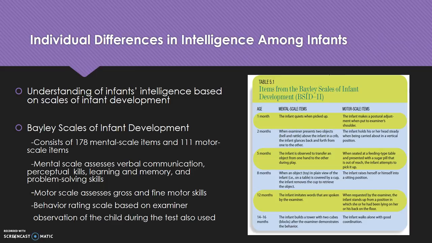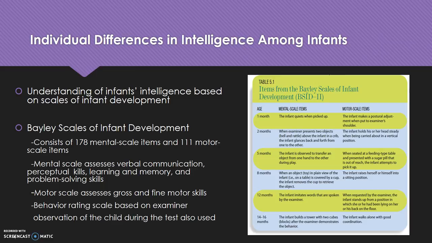So some mental scale items at 1 month could be the infant quiets when picked up. A motor scale item might be the infant makes postural adjustment when put on the examiner's shoulder. A little bit later on, at 5 months, a mental scale item is the infant is observed to transfer an object from one hand to another during play. A motor scale item: when seated at a feeding table and presented with a sugar pill that is out of reach, the infant attempts to pick it up.